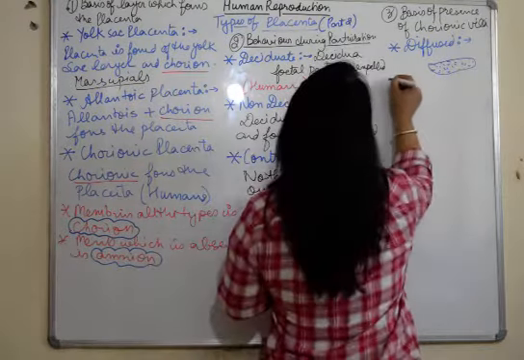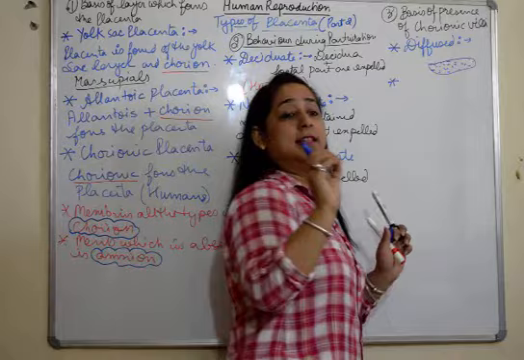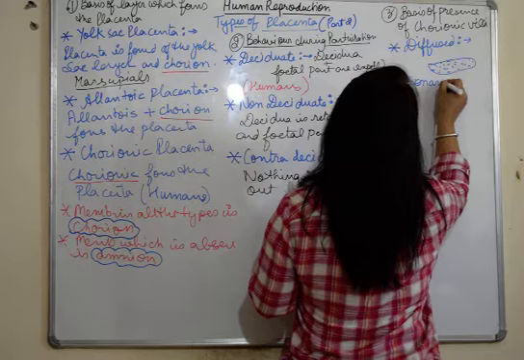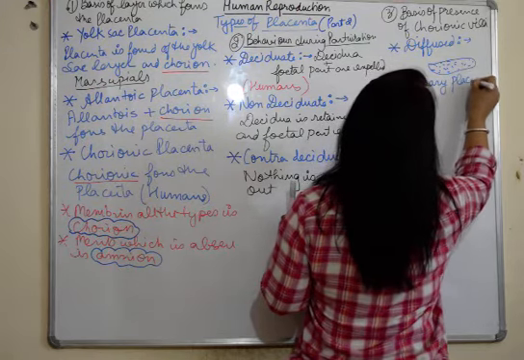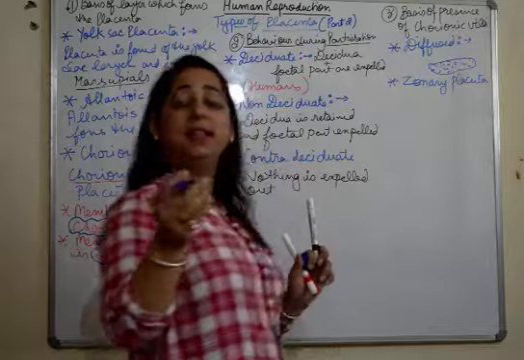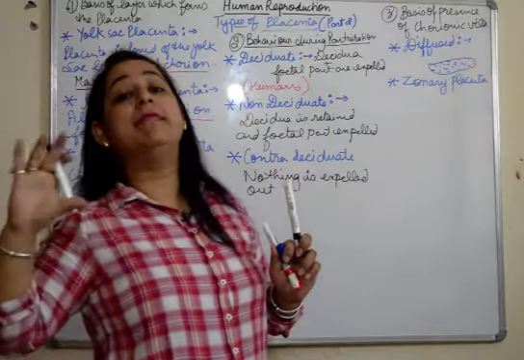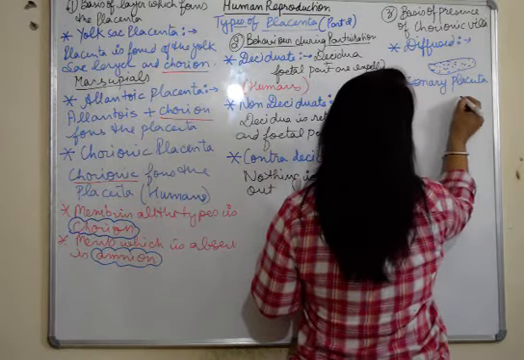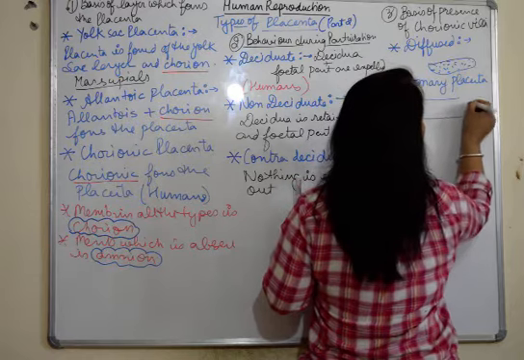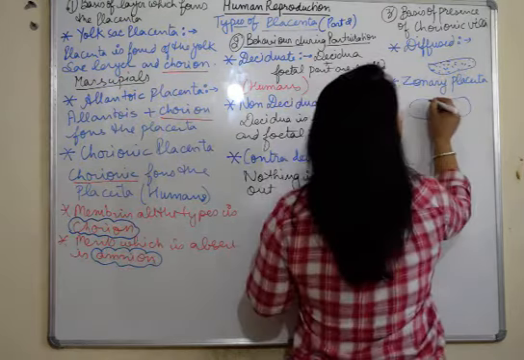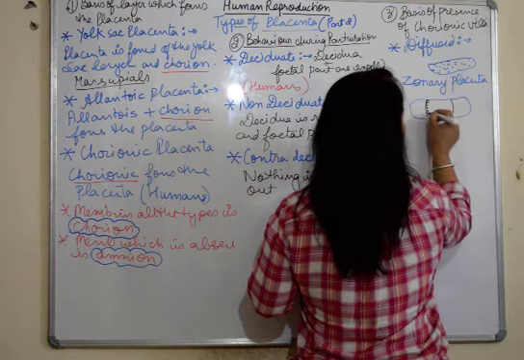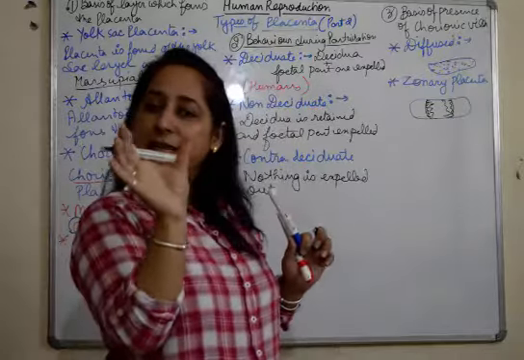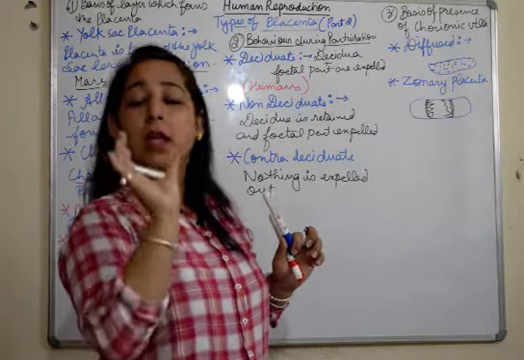Next type of placenta is the zonary placenta, wherein, as the name suggests, they are present at a particular zone in the developing embryo. That would be the zonary placenta, as it's found in carnivores. Suppose this is the developing embryo, it will be there like a belt-like structure, wherein the villi will be present. So it is present at a particular zone in the developing embryo.